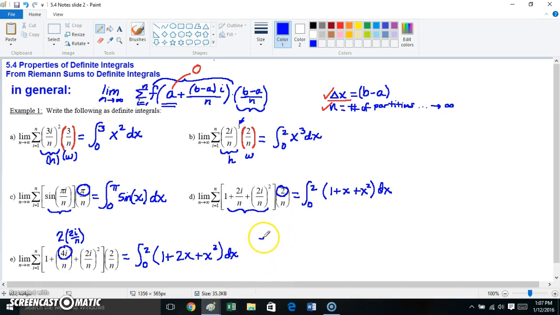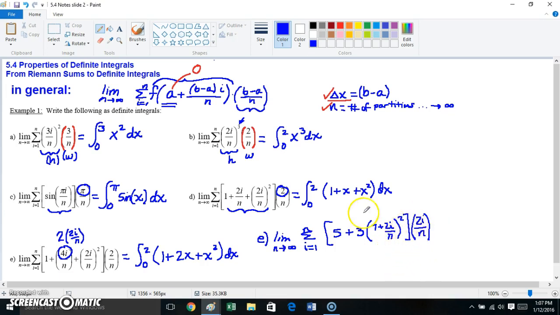Okay, if we had another example where we had the limit as n goes to infinity of the summation of all these rectangles, and it looked like 5 plus 3 times (7 plus 2i over n) squared. That's supposed to be an n.